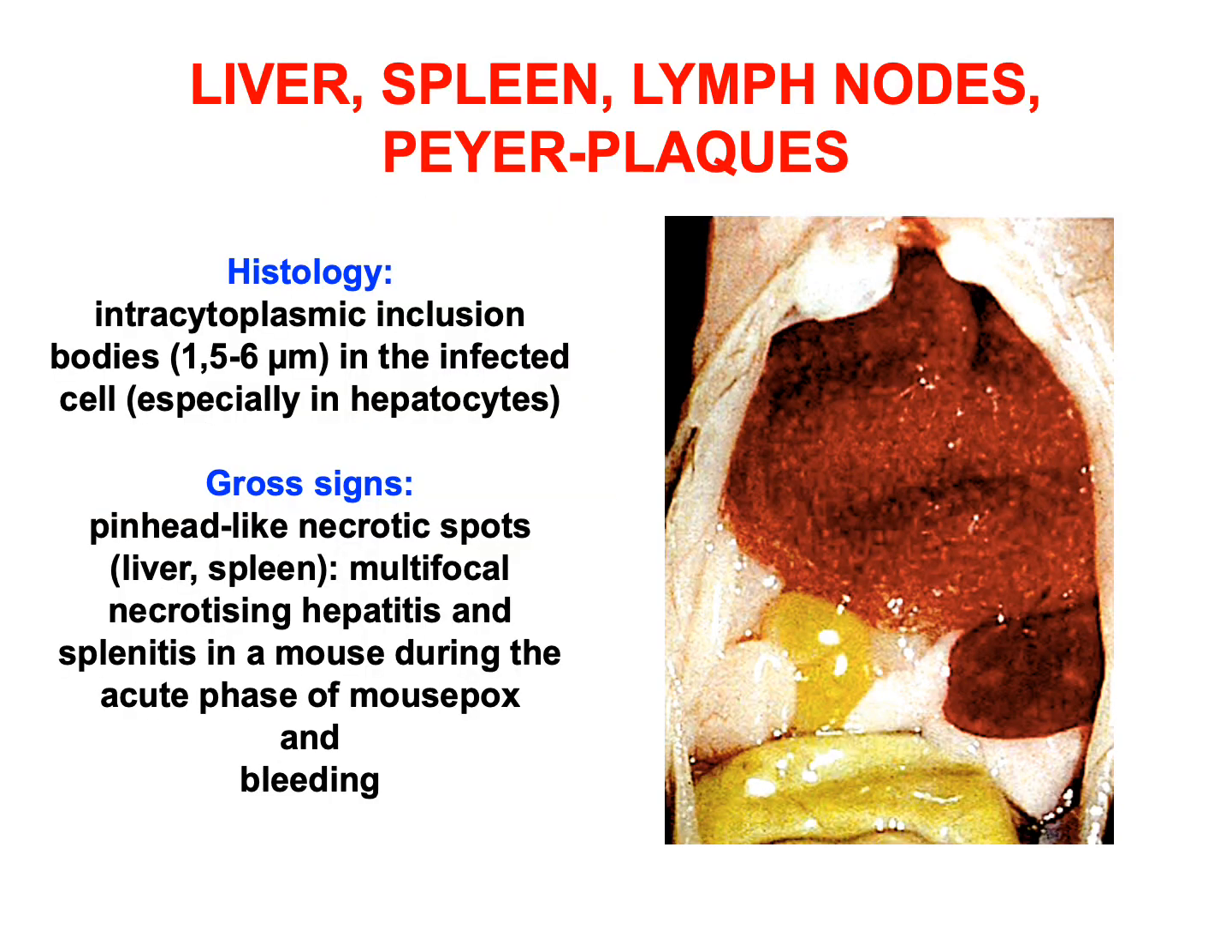And what's happened in the organs, liver, spleen, lymph node, and Peyer's patches, owing to the intracytoplasmic inclusion bodies, which are 1.5–6 micrometers in the infected cell, especially in the liver and spleen on the picture at your right. The gross pathological signs are pinhead-like necrotic spots in the liver and the spleen, multifocal necrotizing hepatitis and splenitis in a mouse during the acute phase of mousepox, and bleeding also beside.